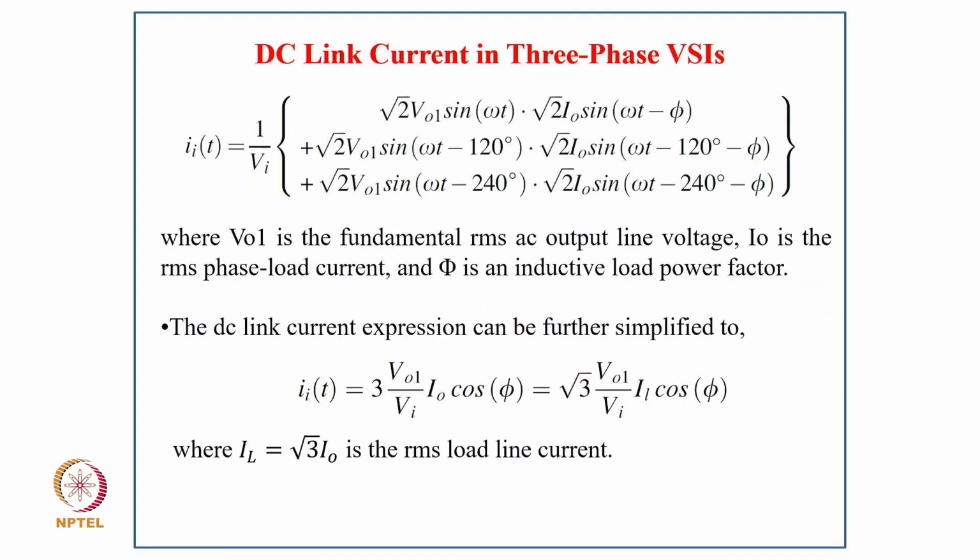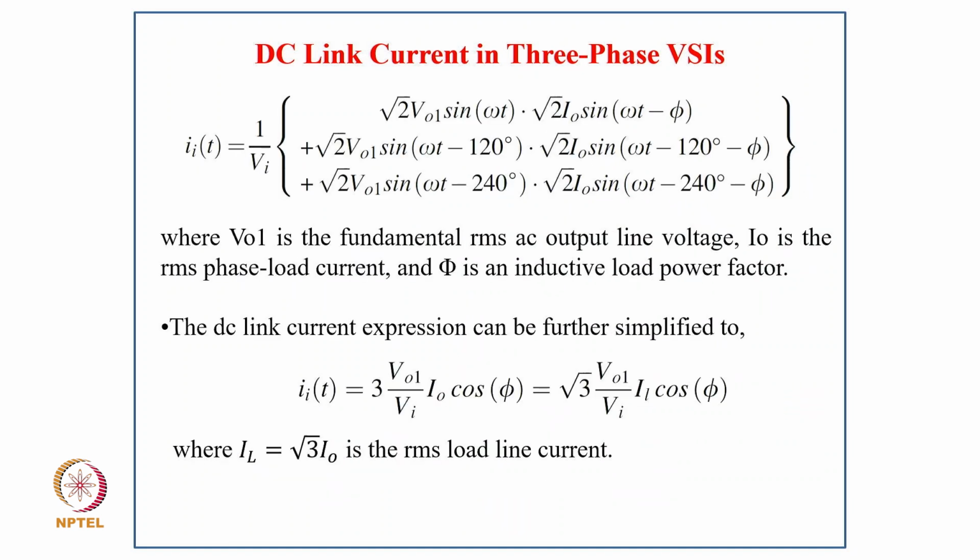the expression for the DC input current can be calculated. So it comes Ii(t) equal to 1 upon Vi in bracket root 2 Vo1 sin ωt into root 2 Io sin(ωt minus φ), similarly plus root 2 Vo1 sin(ωt minus 120) into root 2 Io sin(ωt minus 120 minus φ), and plus root 2 Vo1 sin(ωt minus 240) into root 2 Io sin(ωt minus 240 minus φ).